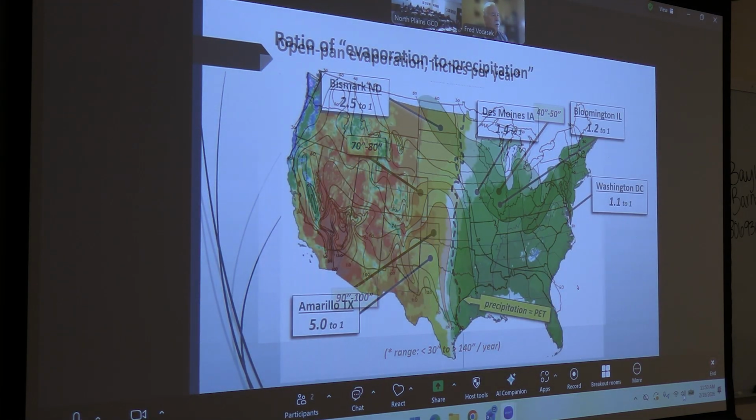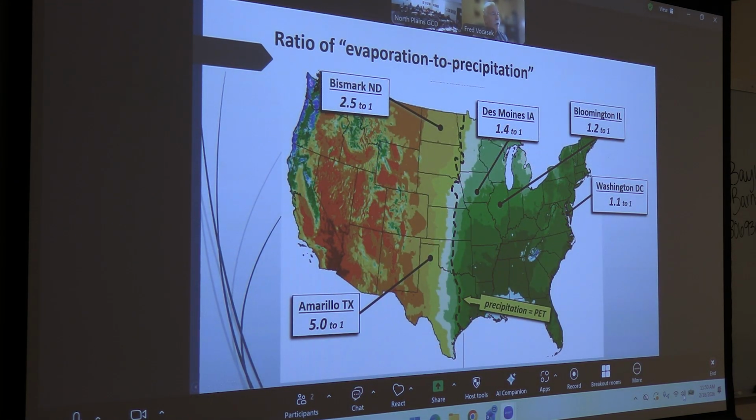So what I did was I took those same locations and I took open pan evaporation and divided it by the annual rainfall. And in Amarillo, we have about 5 inches of evaporation to each inch of annual rainfall. Now, we go to Bismarck, roughly the same annual rainfall, but now we're at 2.5 to 1.